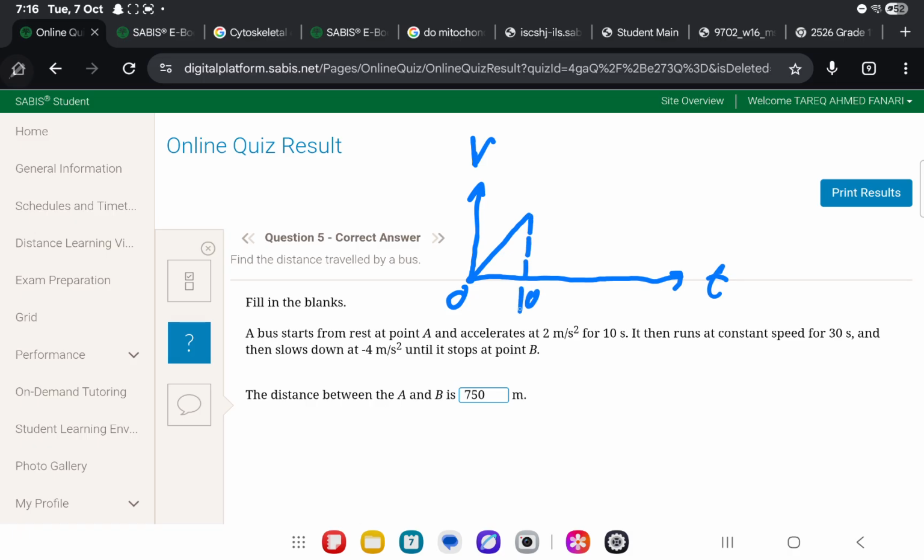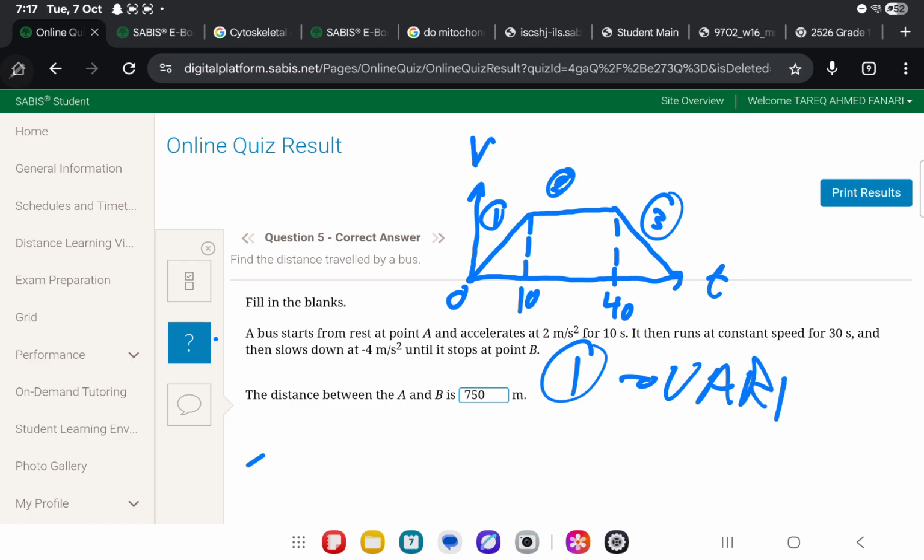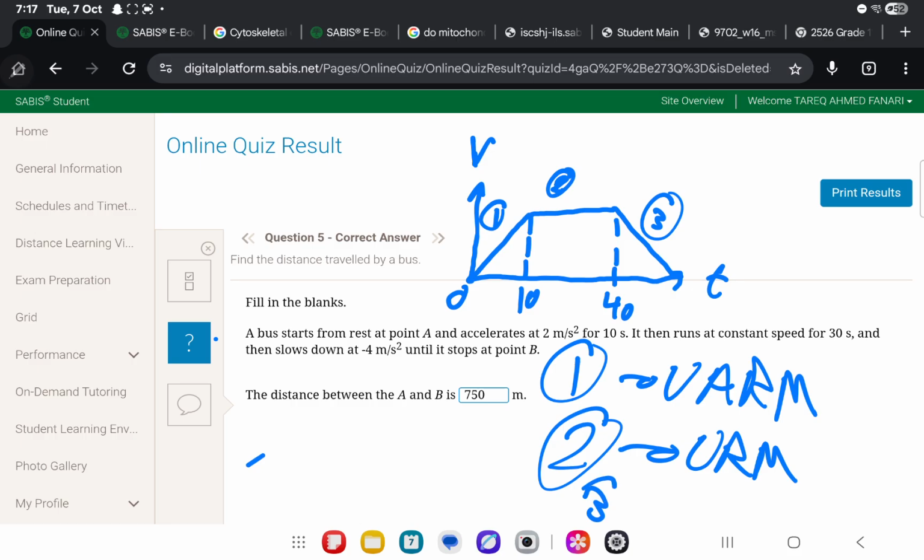We don't know the final velocity. It then runs at a constant speed for 30 seconds, so like this, 40 now, because 10 plus 30 is 40, and then slows down until it stops. So it's something like this. Okay, now you can see you have 3 phases: phase 1, phase 2, phase 3. Now, phase 1 is UARM, as you can see. Phase 2 is URM, and phase 3 is also UARM, right? Because it's a straight line on the velocity graph.